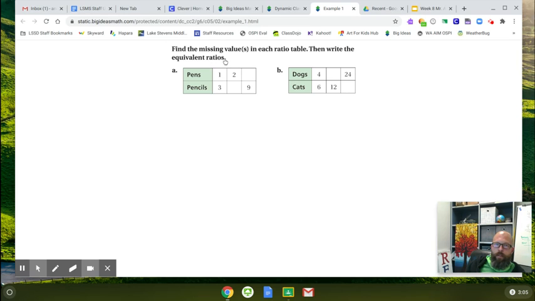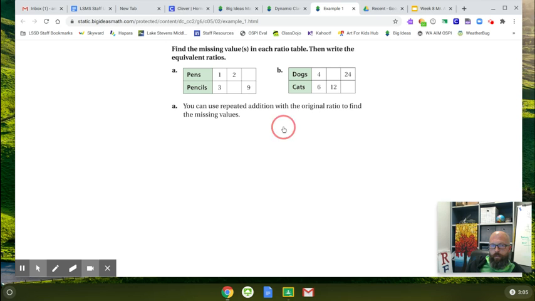It says find the missing value in each ratio table, then write the equivalent ratios. Okay? So first, we want to just do this first part, find the missing values. And how do we do that? Some of you might see a pattern, 1, 2, blank, 3, blank, 9. Let's see. So you can use repeated addition with the original ratio to find the missing values.